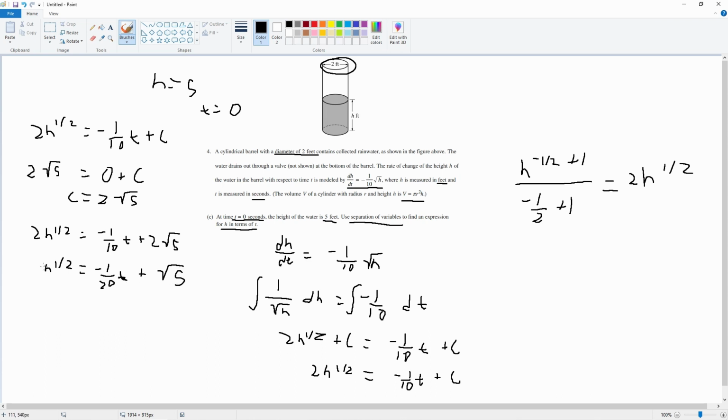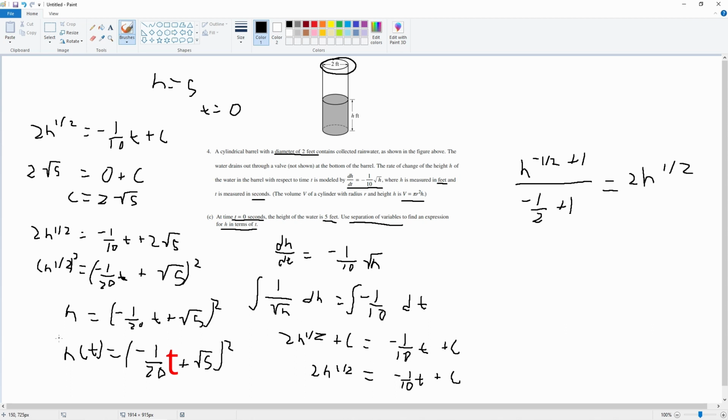Alright, so now we want to get rid of this 1/2. So to do this, we could just raise everything to the second power. So if we raise this to the second power and this to the second power, this is just going to be h is equal to negative 1 over 20 t plus square root of 5 raised to the second power. And then h in terms of t, we could just write this as h of t is equal to negative 1 over 20 t plus square root of 5, and then everything is just squared. And this is our final answer for part C.